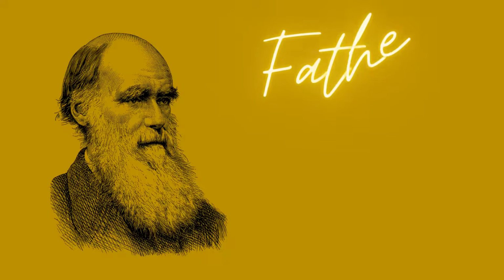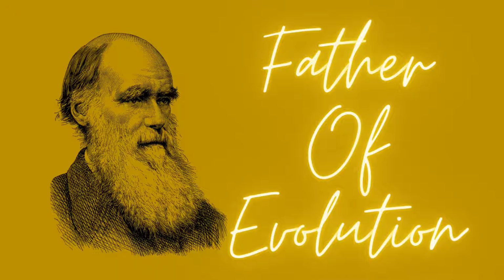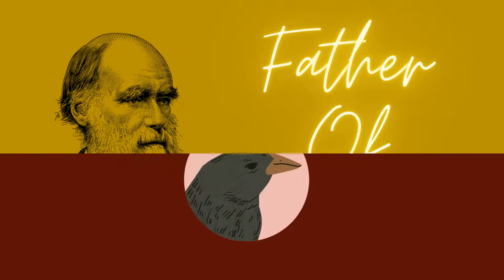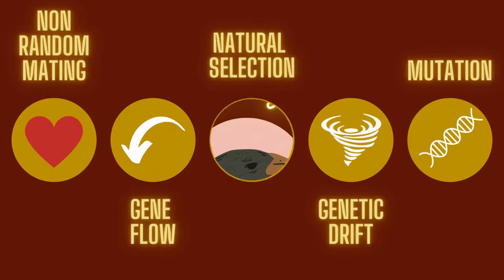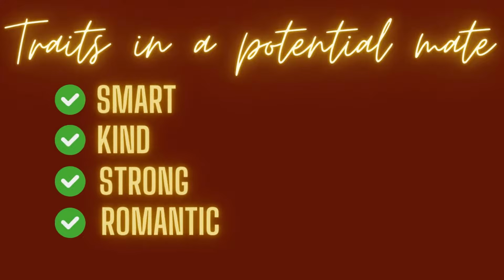Okay, so this is Charles Darwin. Often referred to as the father of evolution, Darwin is most famously known for his theory of natural selection. But that's just one of the 5 mechanisms of evolution. First, let's talk about non random mating.